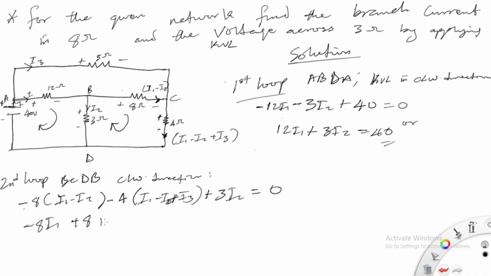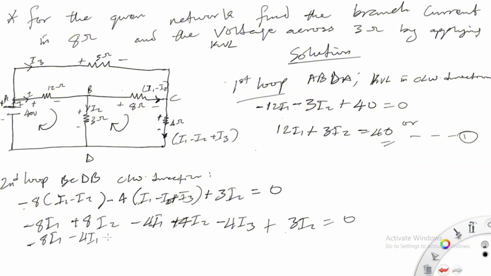plus 8I2 minus 4I1 plus 4I2. This is plus 4I2 minus 4I3 plus 3I2 is equal to 0. Let's say this is equation 1. So here we would have minus 8I1 minus 4I1 plus 8I2 plus 4I2 plus 4I2 plus 3I2 minus 4I3 is equal to 0.